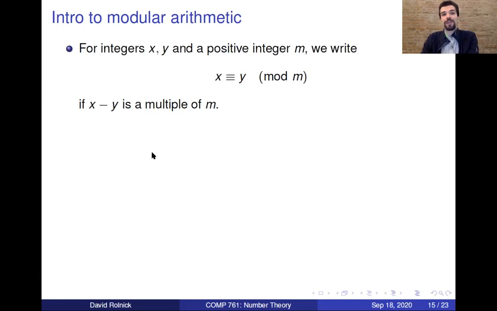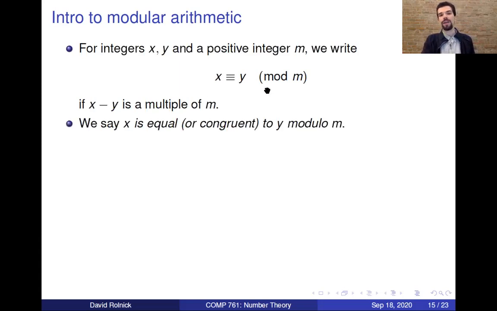So let's get started with a definition. For integers x and y and a positive integer m, we write x is equivalent to y modulo m if x minus y is a multiple of m. You can describe this in various different ways. I'm going to say x equals y modulo m. You can also say x is congruent to y modulo m. That symbol in LaTeX is \equiv, for what it's worth, for an equivalence relation.